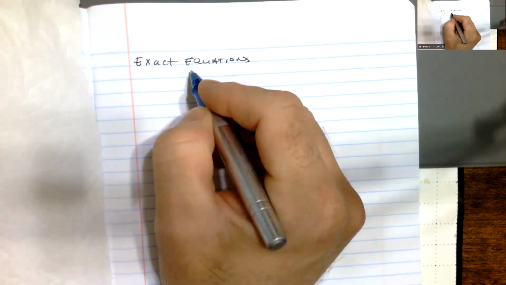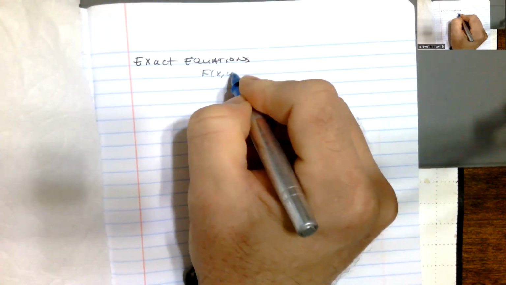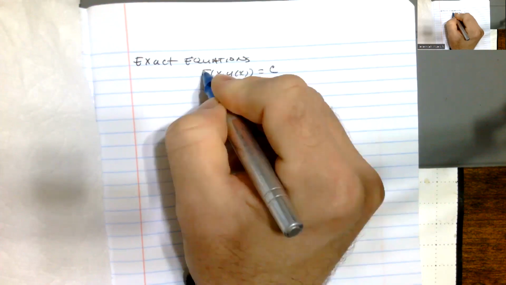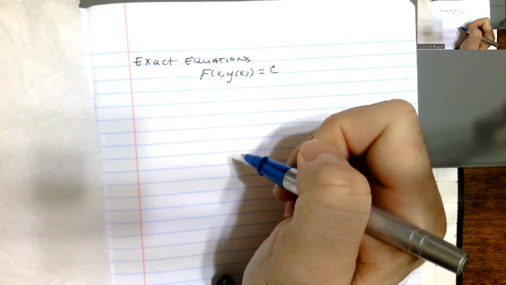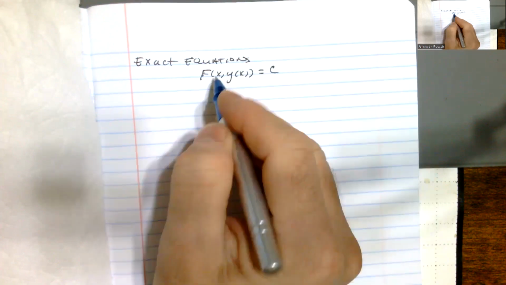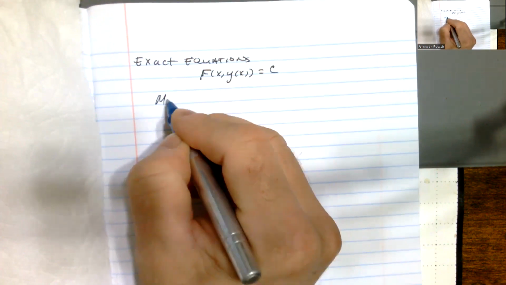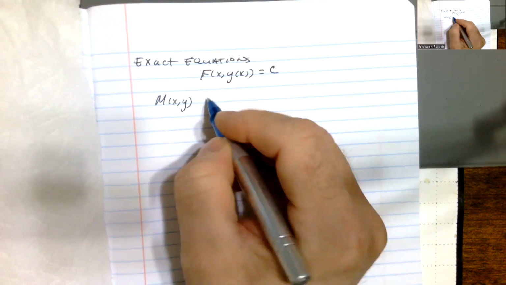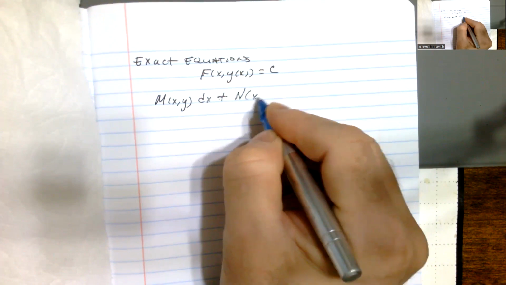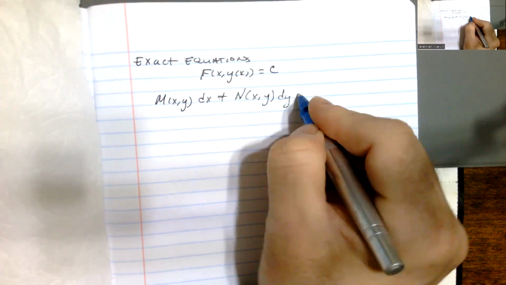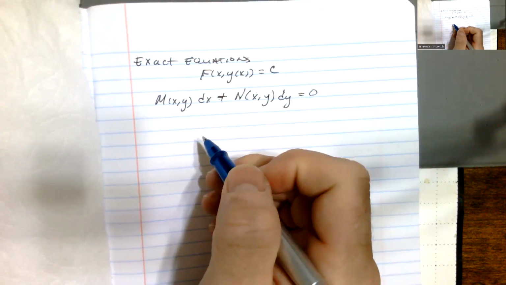They can be written in a variety of different ways, but usually if you have something of the form where F of x and y of x is equal to a constant, then you know that F is a solution to the differential equation. In particular, if we take the total derivative of this and compare, we're going to have M of x and y times dx plus N of x and y times dy. That's going to equal 0. So M and N are functions of x and y.